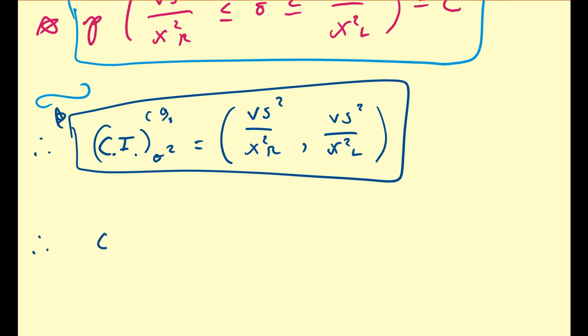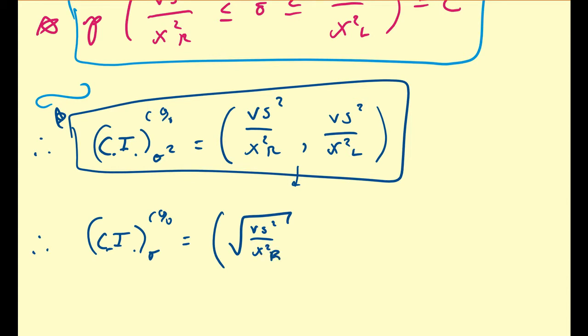So let us assume that you also want to calculate the confidence interval for the population standard deviation. Well, you may already figure out how to do that. We're just going to take the square root of the boundaries of my confidence interval for variance. So that's going to be equal to the square root of nu s squared over chi square R, comma, the square root of nu s squared divided by chi square L.